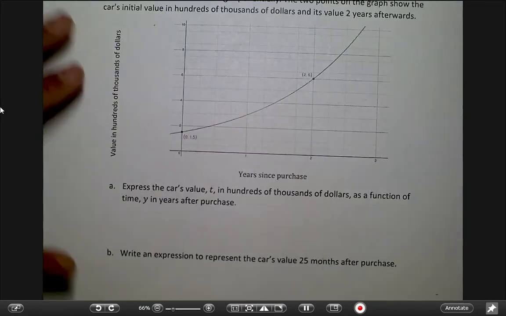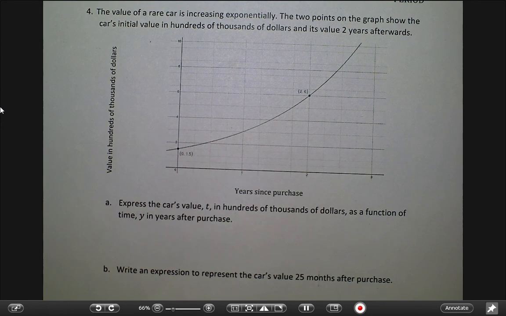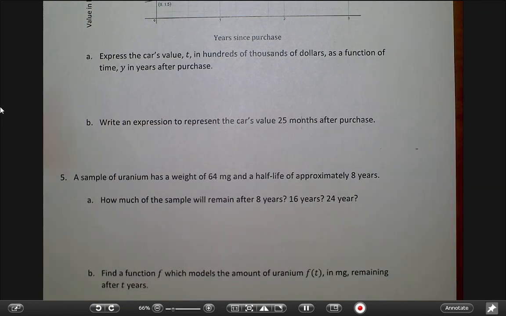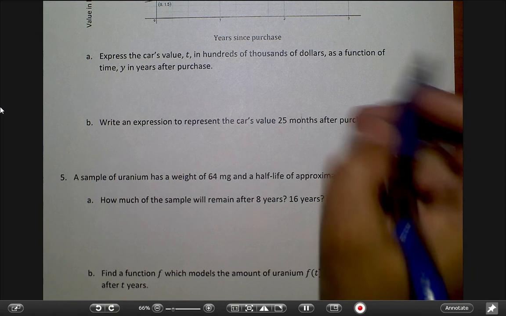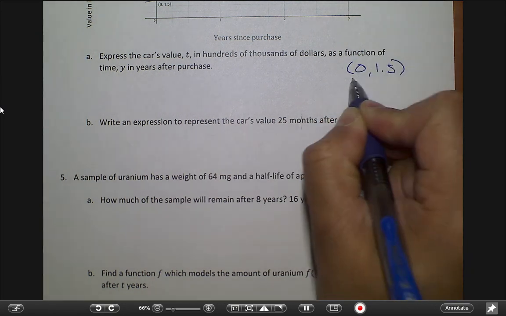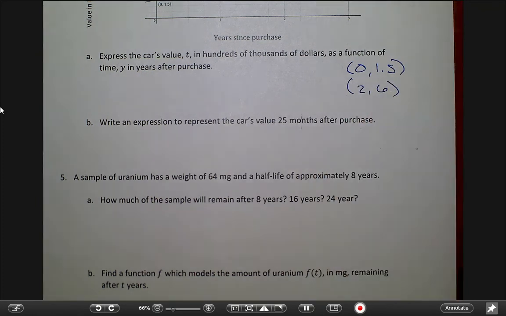Are we okay? All right. Here's the next one. The value of a rare car increases exponentially. 2 points on the graph show the car's initial value in hundreds of thousands of dollars and its value 2 years afterwards. Express the car's value in hundreds of thousands of dollars as a function of time y in years after purchase. What's my initial value? 1.5. So my first point is 0, comma 1.5, and my second point is 2, comma 6, right?